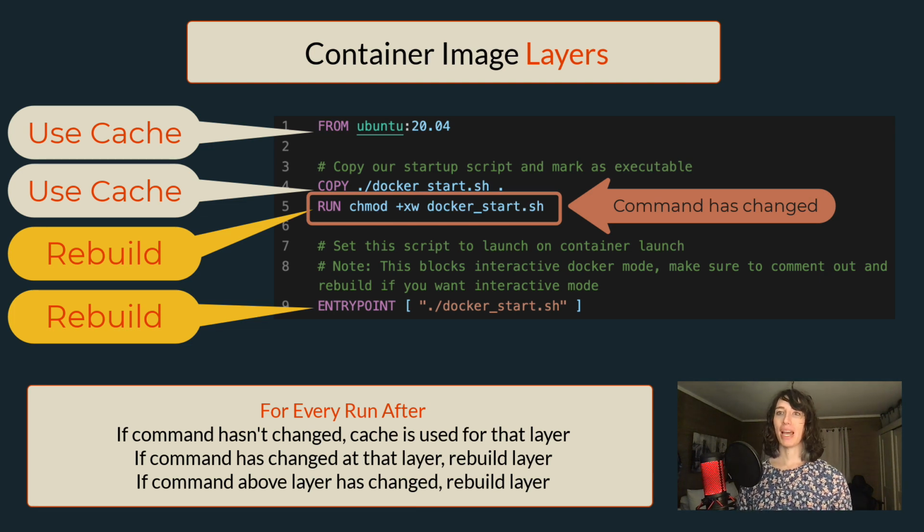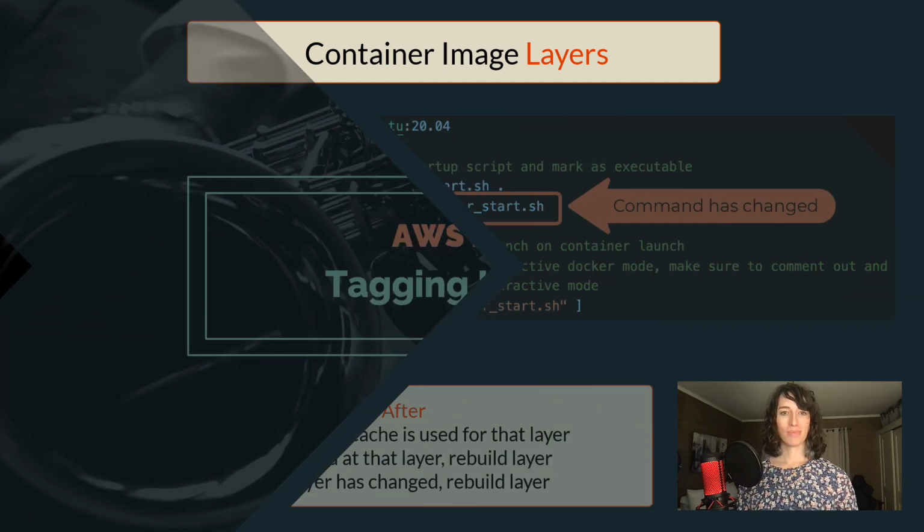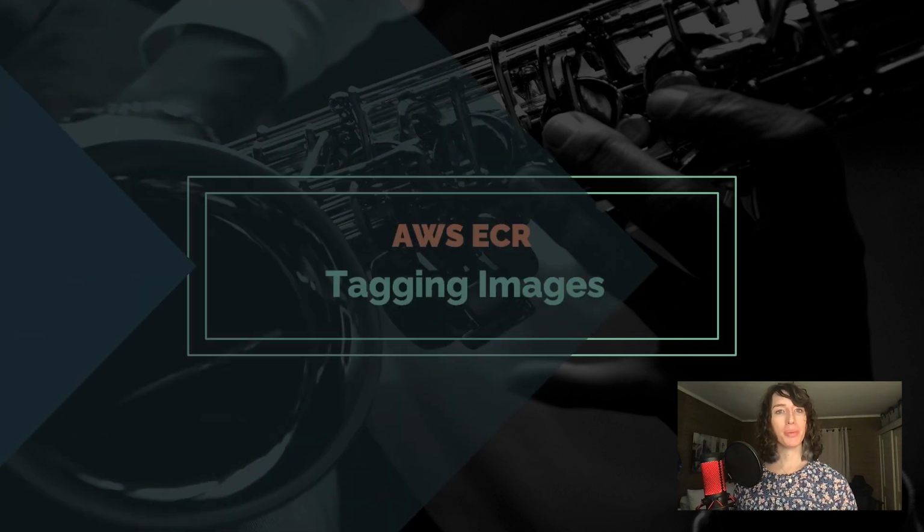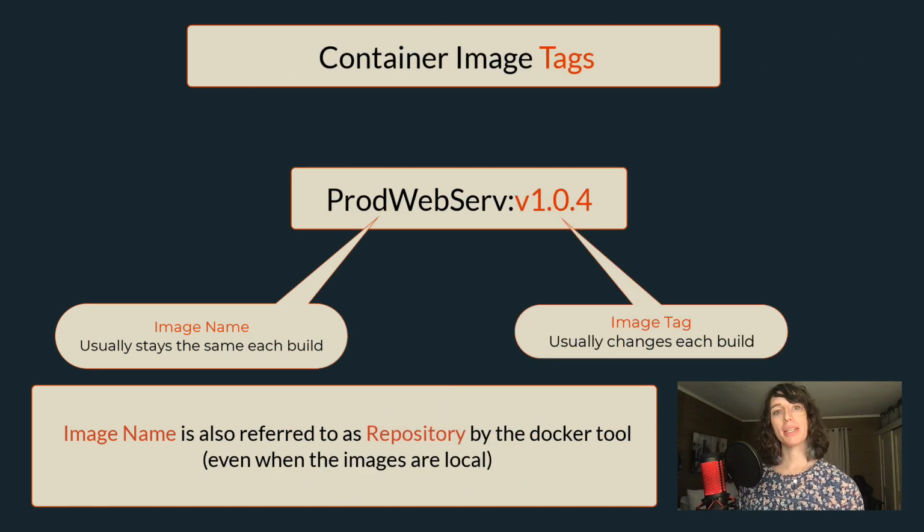Let's talk about tagging images. When you build an image with Docker, you have the ability to set a tag, and you should. It makes it way easier to keep track of what is what by assigning a human-readable name to your images. Tags are comprised of a name, like image name, and a version, like v1.0.4. Both can be characters or numbers or both.